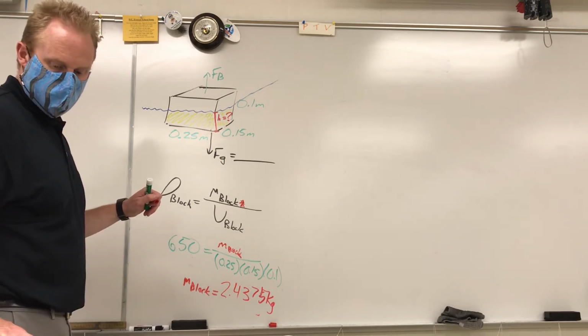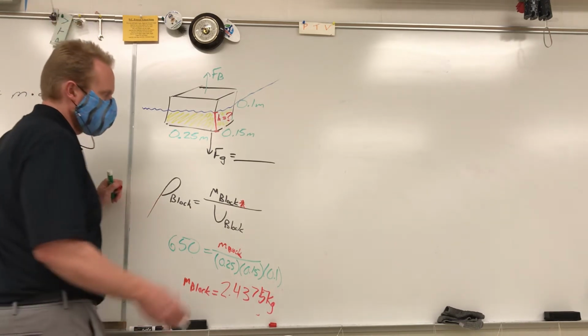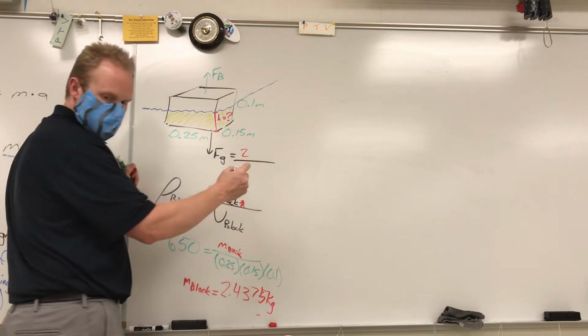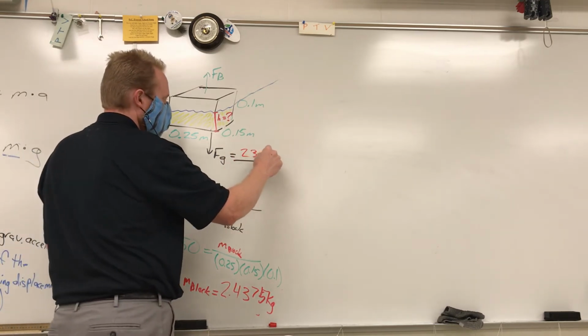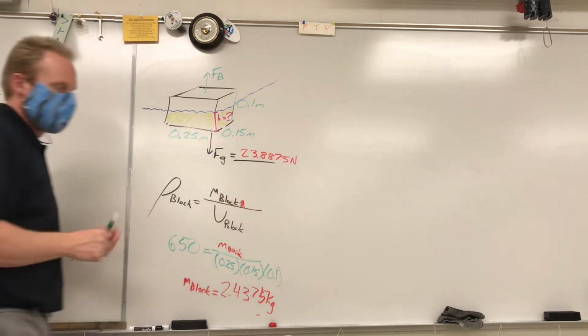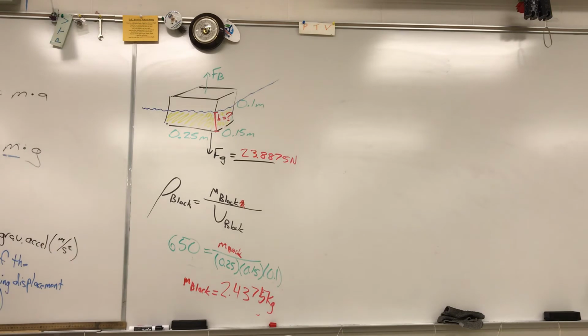So your F of G is simply taking the mass times 9.8. So this is going to be 23.8875. And I'm going to keep all of the decimals just so we don't have rounding issues yet. There's 4 of them, so I can write 4 decimals. So that's my force of gravity.